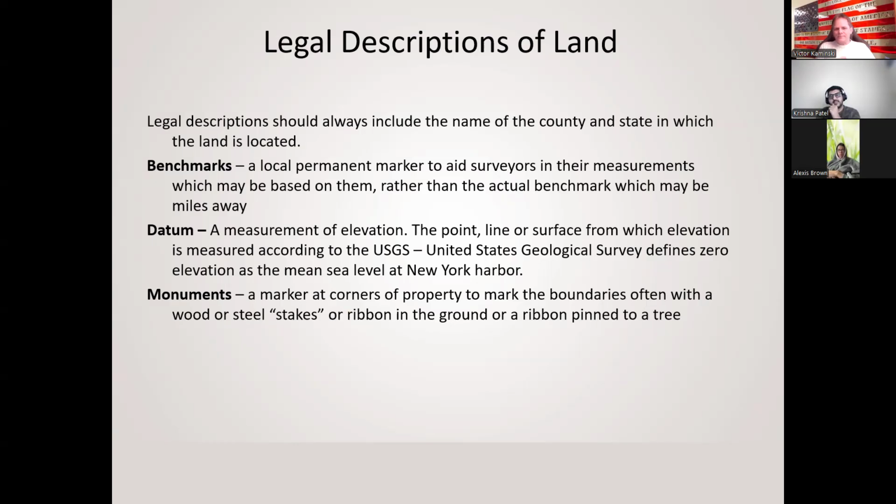A datum is a measurement of elevation. It is the point, line, or surface from which elevation is measured according to the USGS. That's the United States Geological Survey, which is a department within our government. They monitor our planet. Everything from sea levels to volcanic activity to asteroids that could be hitting our planet, they monitor all kinds of stuff like that that has to do with the earth.